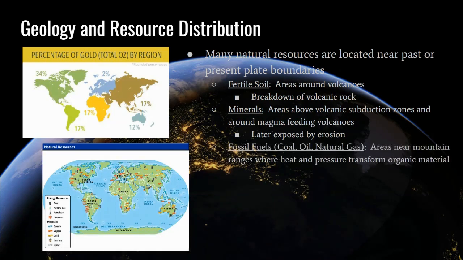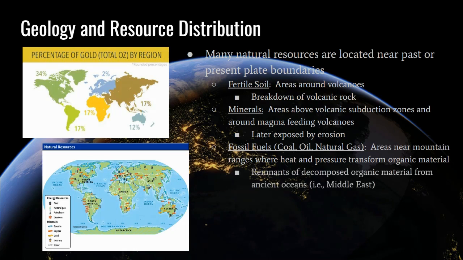Now, for the modern Earth, one of the most significant resources that we have is fossil fuels. There are three of them that you should be aware of: coal, oil, and natural gas. And these deposits are found near mountain ranges where heat and pressure transform organic material. The reason they're called fossil fuels is because in these areas you had ancient life forms, right?